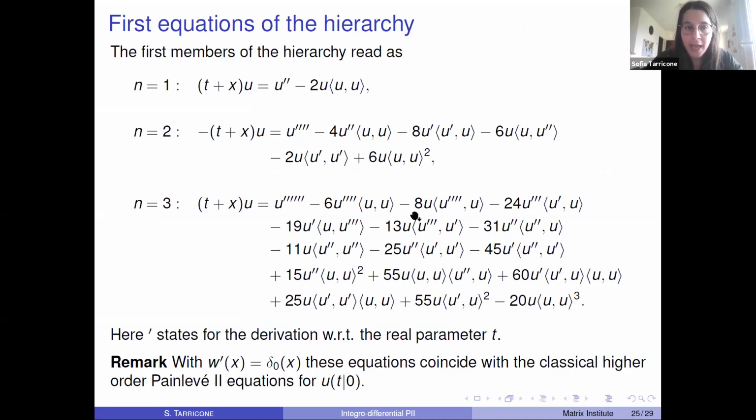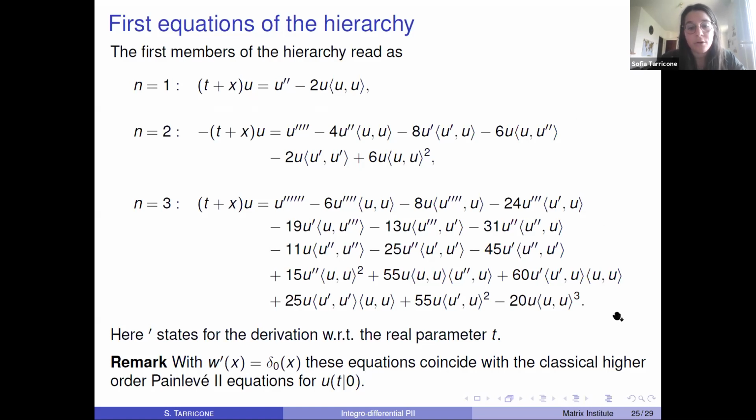By the way, if you go ahead with this computation, you will see the first members of the hierarchy appearing. For n equal 1, you have exactly the equation that Alexander showed us yesterday. And for n equal 2, this is the same, apart from this sign here. And then you have n equal 3, this sixth-order integro-differential equation for u. Of course, the prime here is the derivative with respect to the parameter t, and the bracket denotes the integration along R against the probability measure w'(x)dx. So if you take w'(x) being the delta function at 0, all these equations actually coincide with the Painlevé II equation and its higher order analogues, the classical ones, for the function u(t,0).